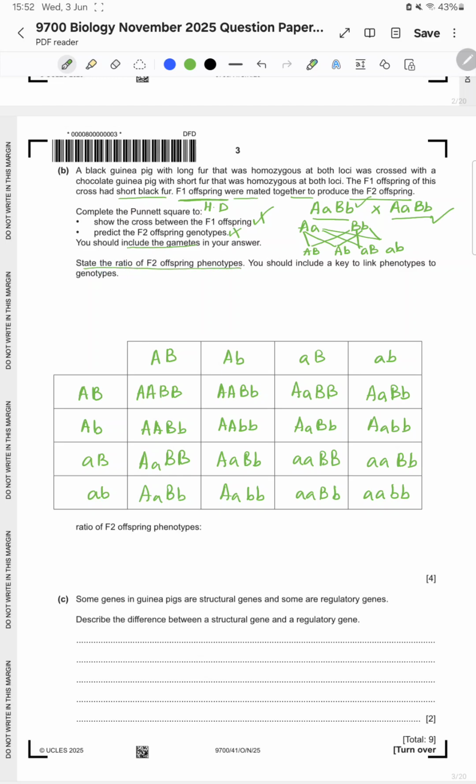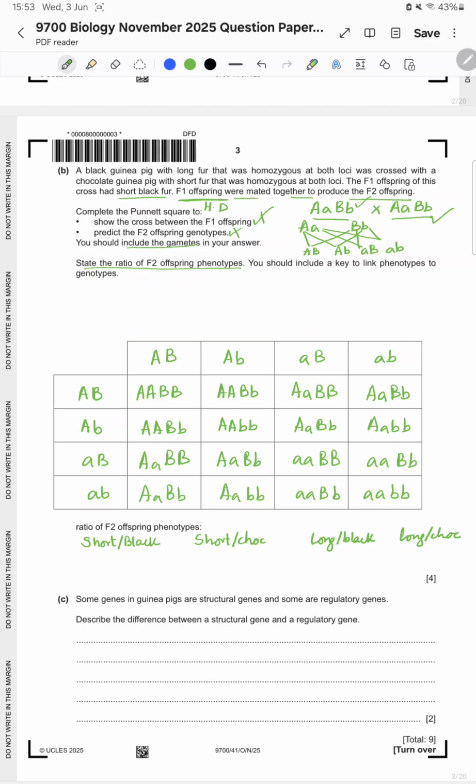So first of all, we need to know that, of course, in any dihybrid cross, in such cases, there will be 4 phenotypes. Let me write those down. In this case, it will be short with black, short with chocolate, then long with black, and then long with chocolate.